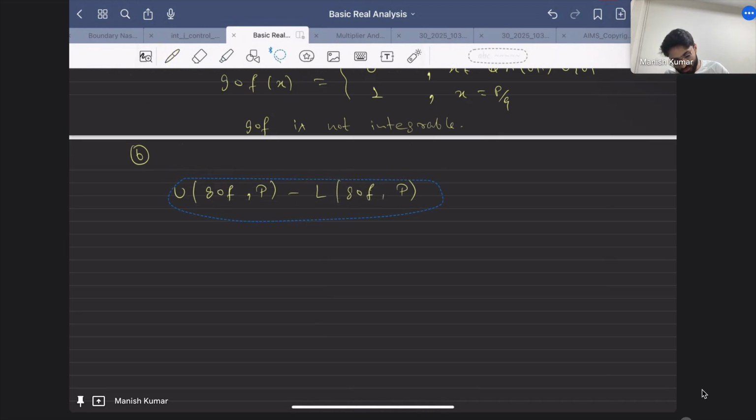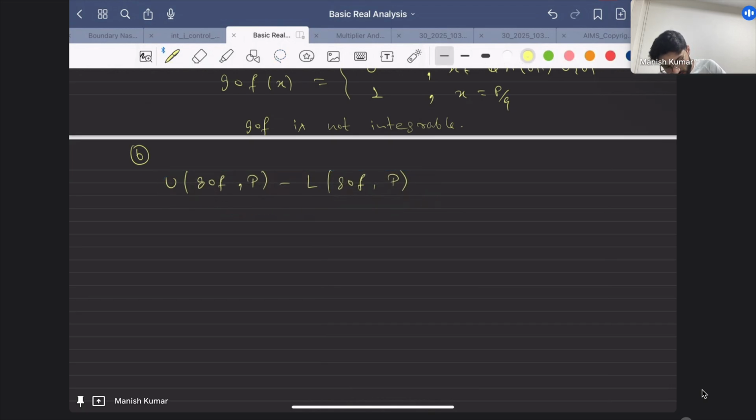Sir, are there any necessary conditions for integrability, sir? So these are equivalent conditions, right? Yes, these are equivalent, but is there any necessary condition for Riemann integrability, sir? So integrability implies that the function should be bounded. That is one of the necessary conditions: if your function is Riemann integrable, then the function has to be bounded. Okay, sir, so we assume that the function is bounded.